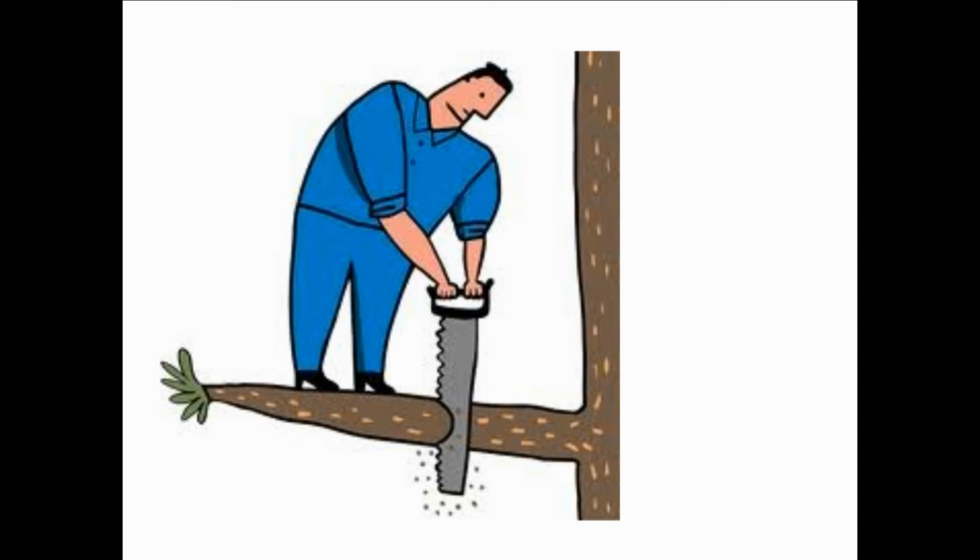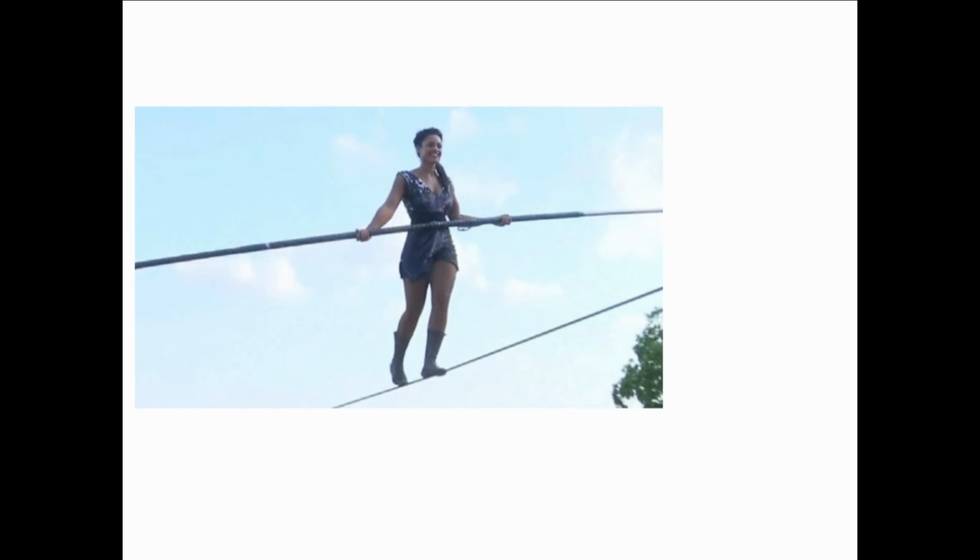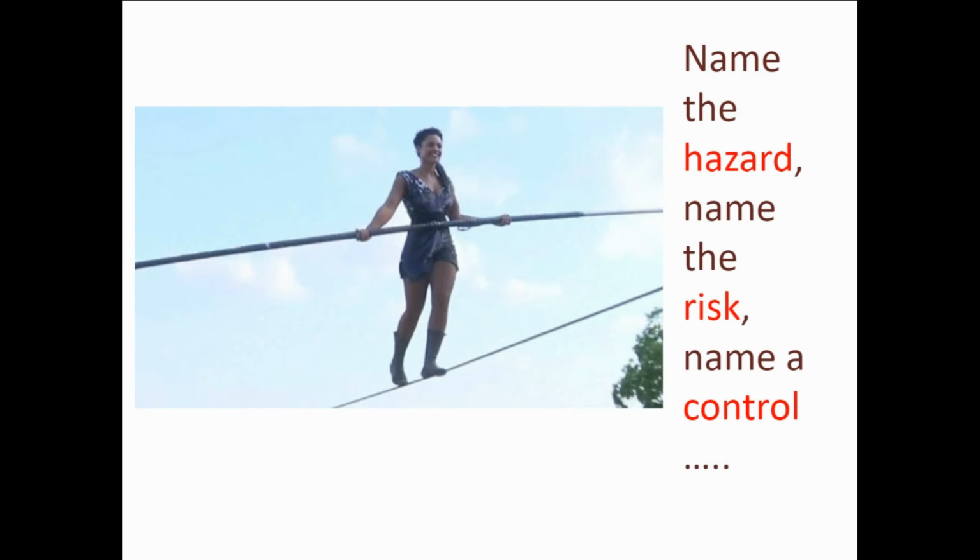not being cut off. So we've got a lady that's walking a tightrope. What would be the hazard, the risk, and the control in this scenario? Pause the video and have a go. Okay, well done. So the hazard is that she could fall and hurt herself. The risk is that she could injure herself quite badly or maybe worse. And a good control would be to have a safety net underneath or a harness. You could put a harness on her maybe with another line above so she couldn't fall.